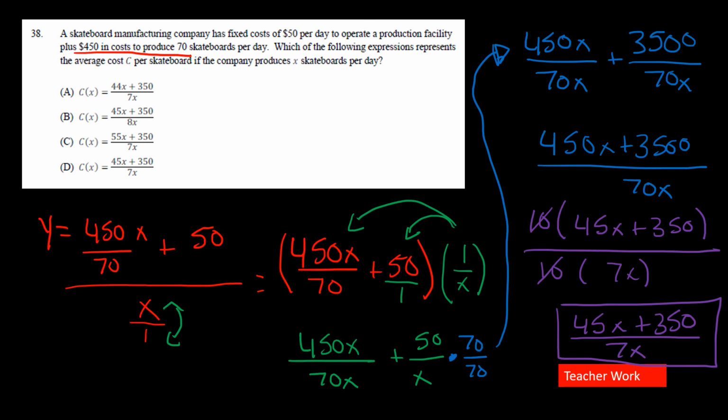So we look at our answer choices here. Well, 44, no, that's not right. 45x, no, plus 350, yeah, this 8 is wrong. 55, no. So 45x plus 350 over 7x, there we go. So it's a lot of work with the multiplication of it, but you guys will get the hang of it. Please make sure that you take your time on this problem, as you're going to get one very similar to it on the next slide.